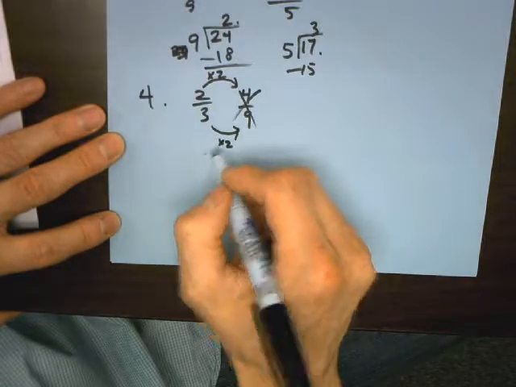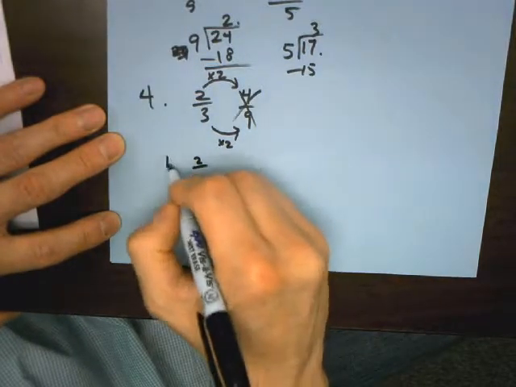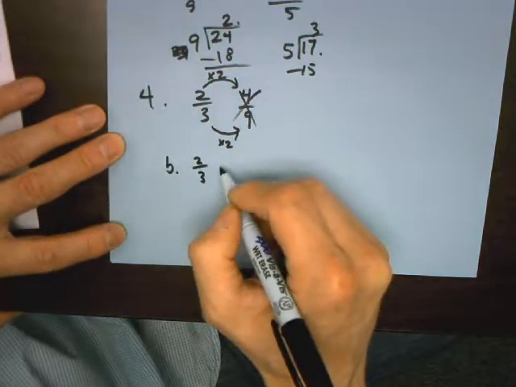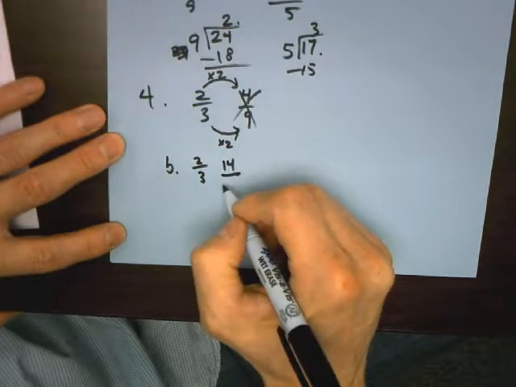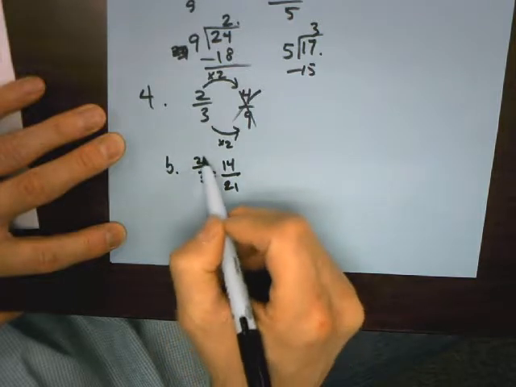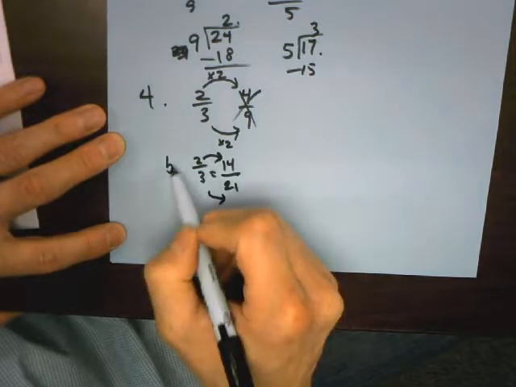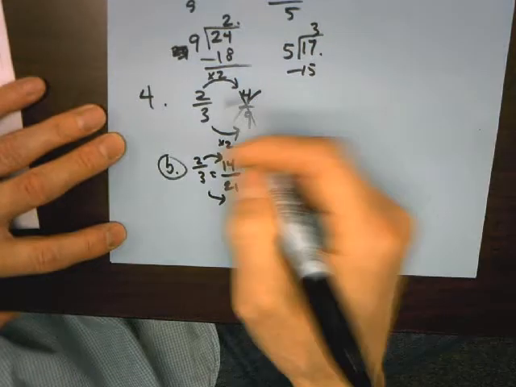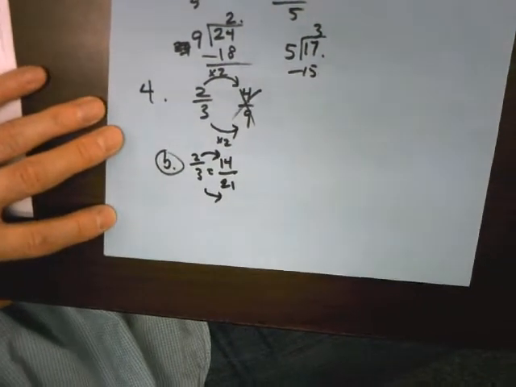Let's try B. I have 2/3 for B. Does that make a proportion with 14/21? Well, are these equivalent? I multiply this by 7, I multiply this by 7, there's my answer. And C and D won't work just like A didn't work. Number 5.